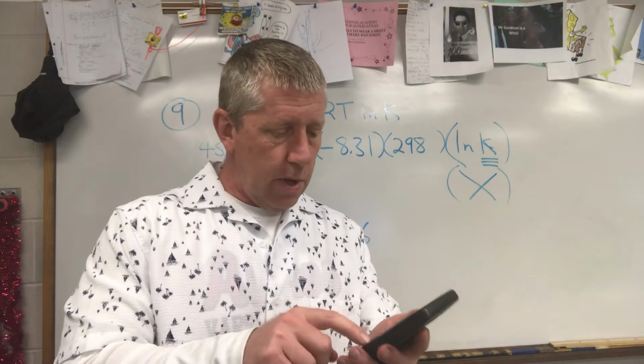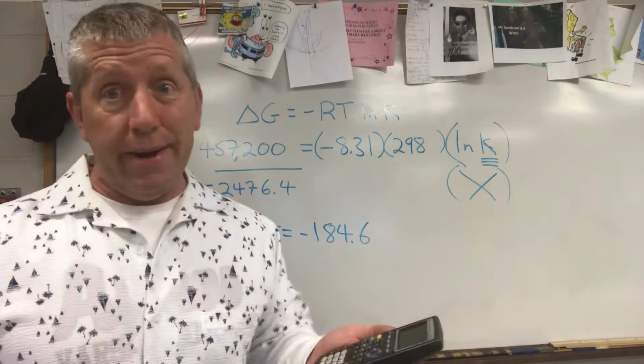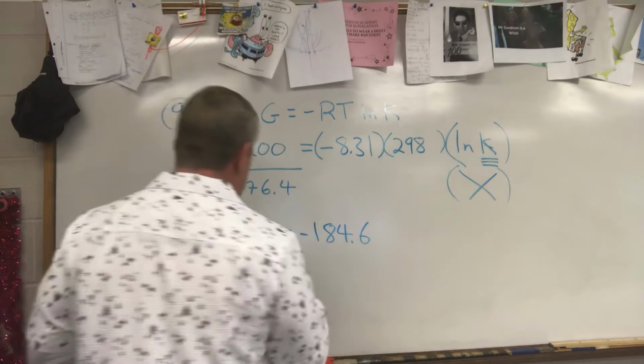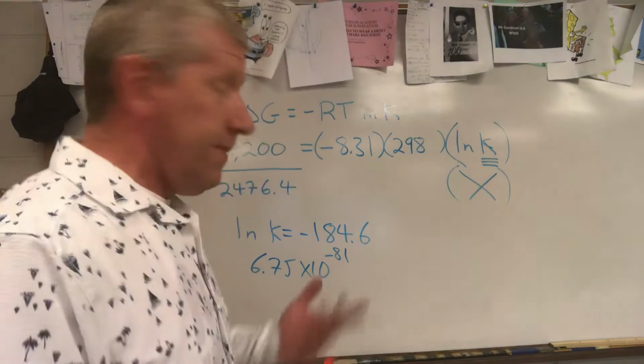All right, second function, natural log, negative 184.6. Now we're cooking. All right, I got 6.75 times 10 to the negative 81. This makes sense. Now you might be saying to yourself, it doesn't make any sense to me.